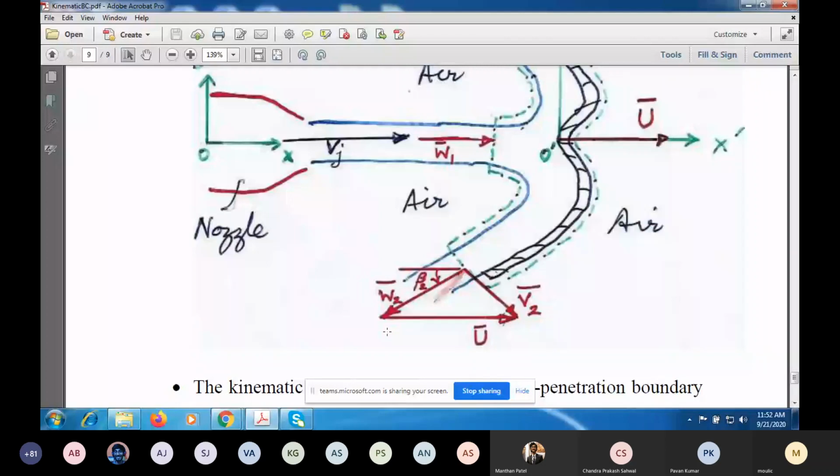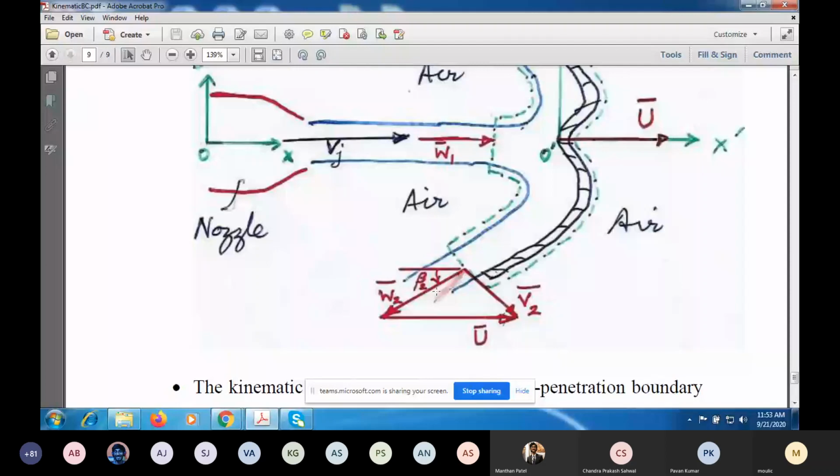So you have a parameter which is Vj, the speed of the jet, and you have another parameter here which is the speed of the translating bucket. Depending on that, the angle between W2 and V2 can change. Right? So I've drawn it here in a hurry. This is not a 90-degree angle.